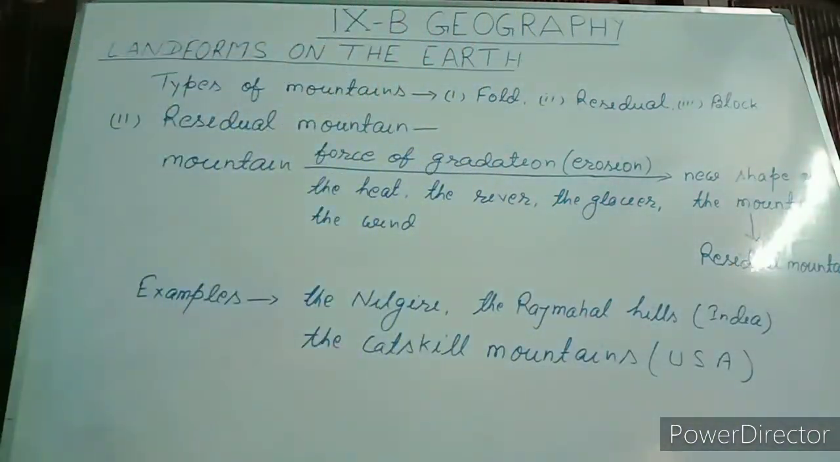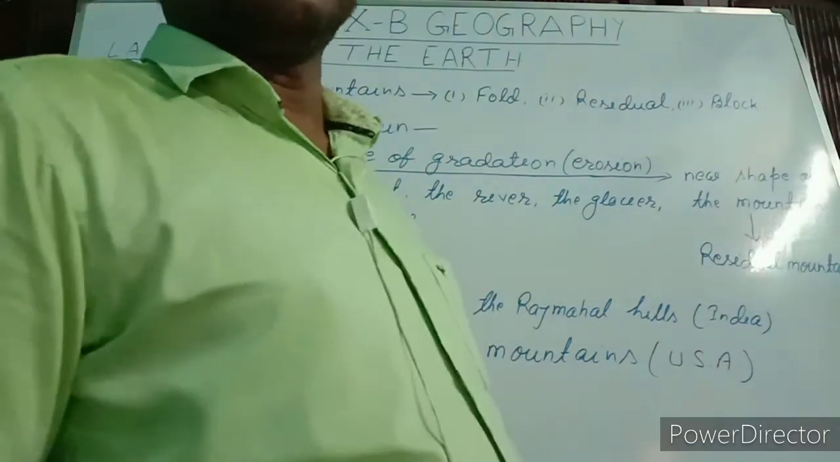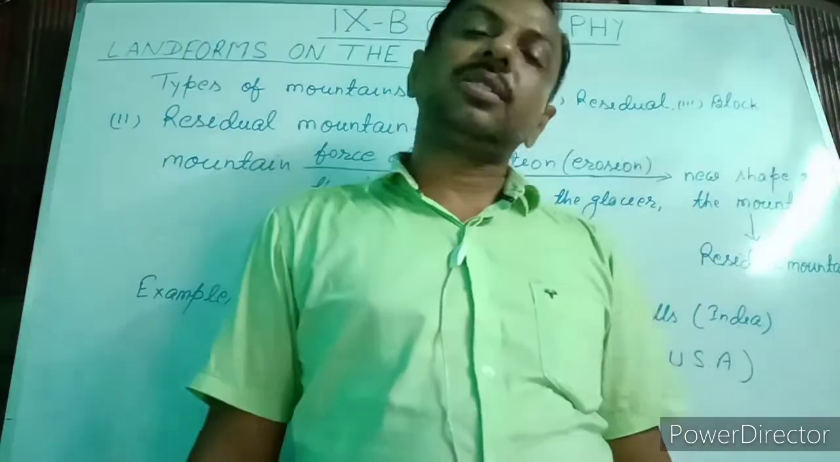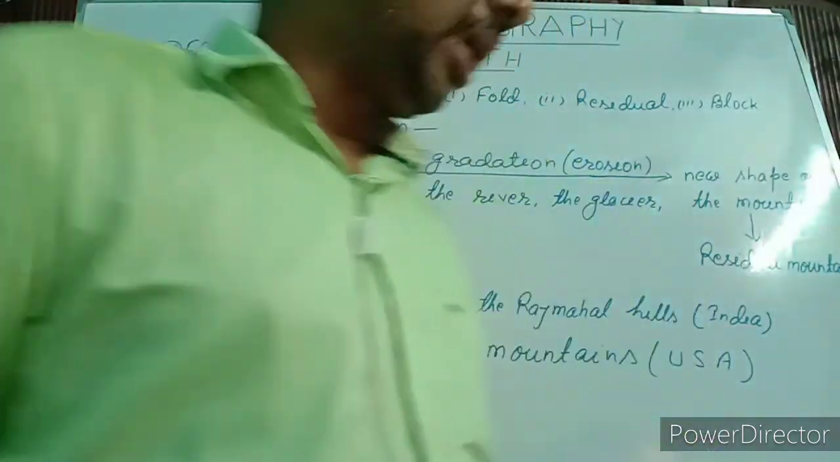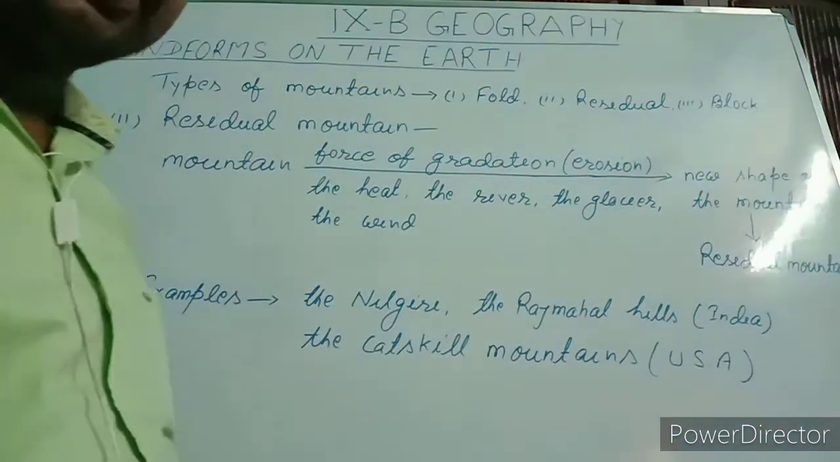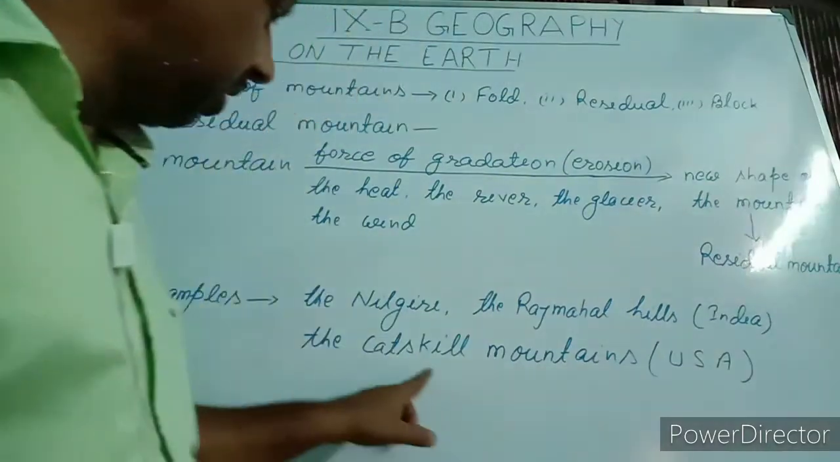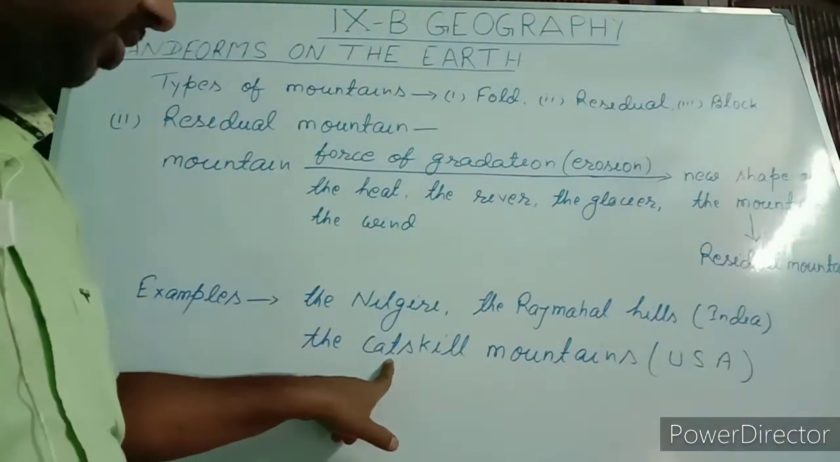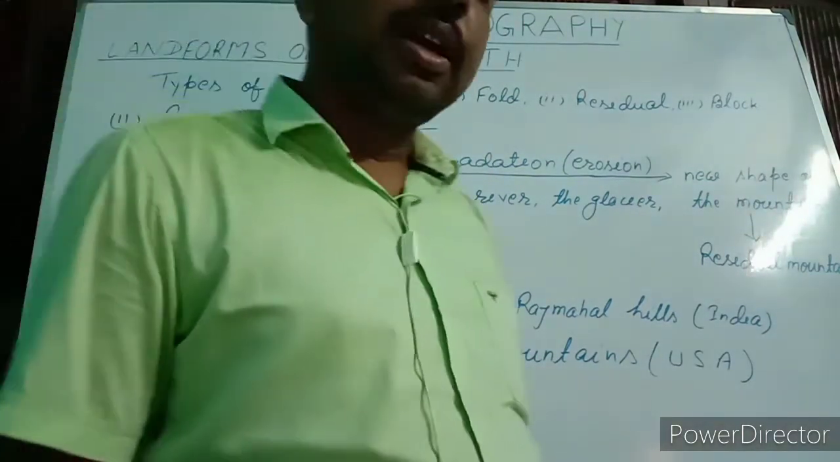As examples, good examples we have two in India, the Nilgiri and the Raj Mahal Hills. And one is in USA, there is Catskill Mountain. The T will remain silent in the pronunciation. We'll pronounce it Catskill Mountains.